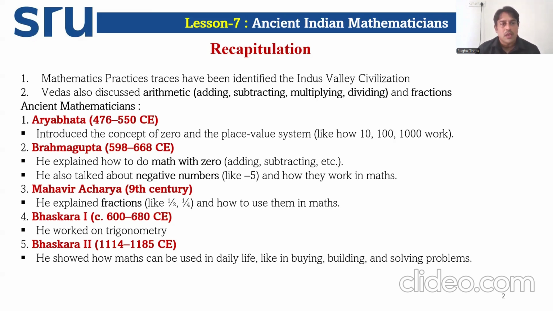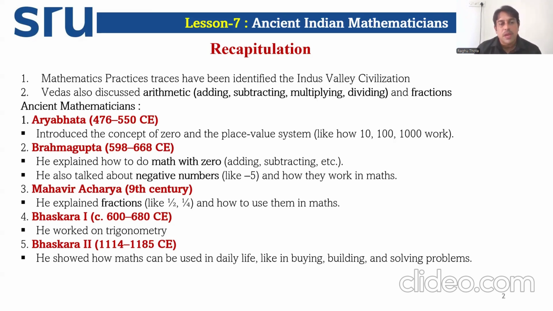Who are they? One is Aryabhata, who introduced the concept of zero. Can you imagine mathematics without zero? Not only that, he also introduced the place value system. What is that system? Tens, hundreds, thousands. This is called the place value system, which was introduced by Aryabhata in addition to the introduction of zero.